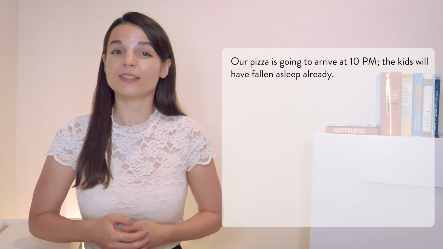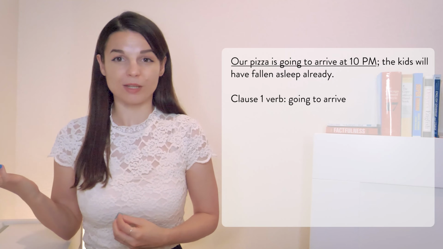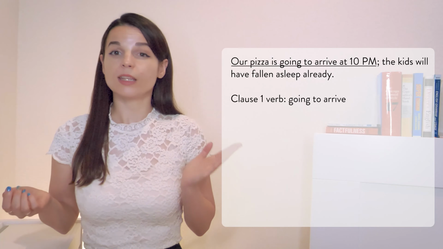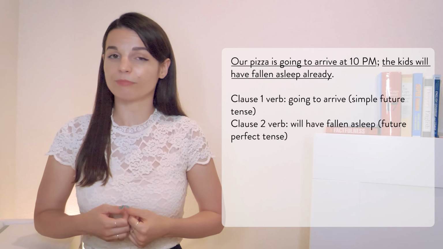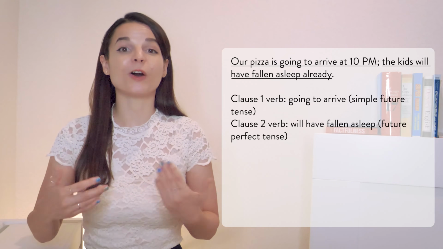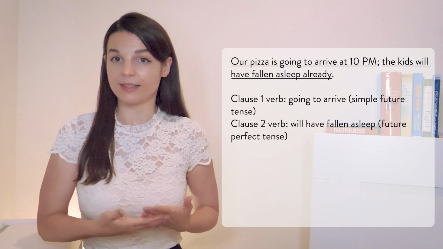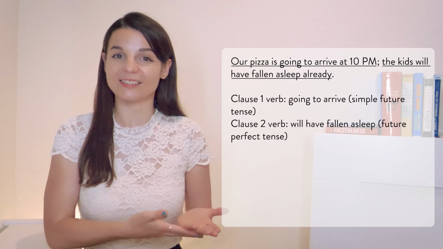Okay, let's break down the clauses. 1, our pizza is going to arrive at 10 p.m. And 2, the kids will have fallen asleep already. In the first clause, we have a simple future tense construction, going to arrive. In the second clause, we have a future perfect tense construction, will have fallen asleep.